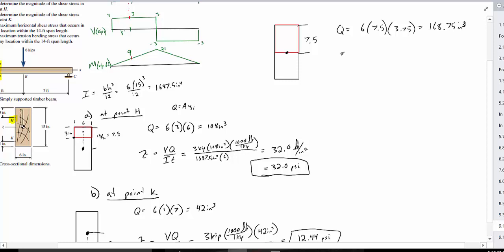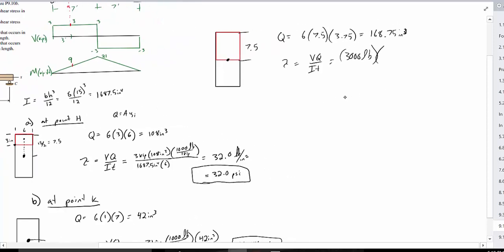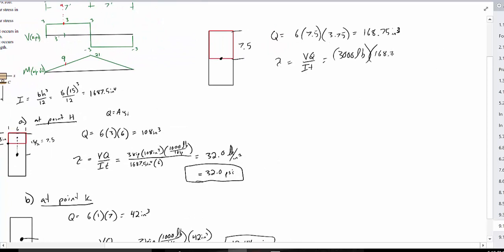So our shear stress is going to be tau equals VQ over IT, which is going to be 3,000 pounds multiplied to 168.75 inches cubed divided by the same moment of inertia, 1,687.5 inches to the fourth multiplied to 6 inches. You should get a shear stress of, rounding, 50.0 pounds per square inch. Okay?